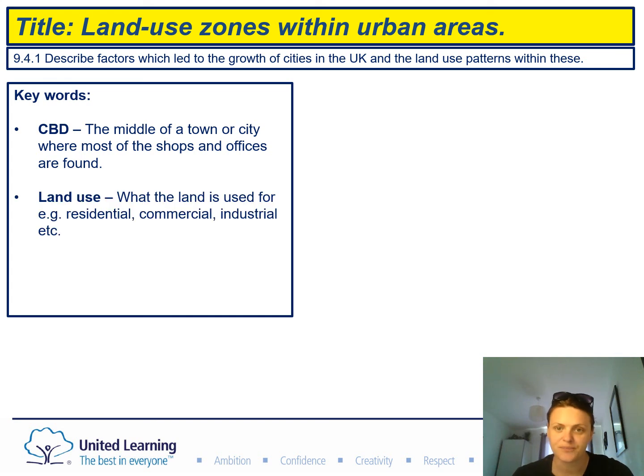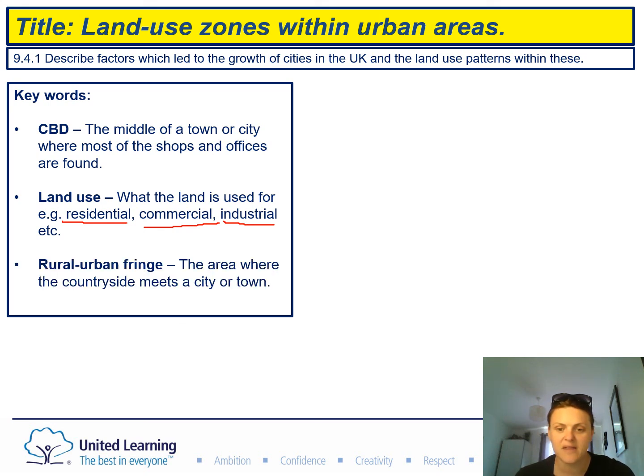Land use. Now, this is what we say when we try to describe what the land is used for within an area. So it could be residential, that means people live there. It could be commercial, so shops and restaurants, or it could be industrial, factories and warehouses.